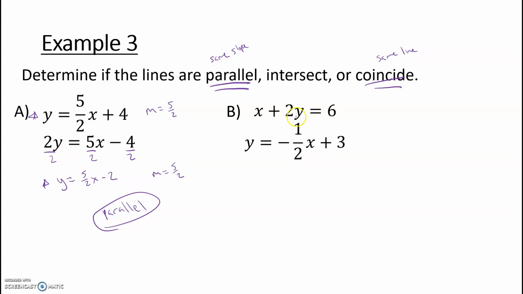Let's move on to B. We want to get y alone, so we're going to subtract x. So we have 2y equals, we subtracted x, so negative x. We have a positive 6 over there. And then we're going to go through and divide everything by 2. So we have y equals negative 1/2 x, plus 6 divided by 2 is 3. So this is the first equation, and this is the second equation. Notice it's the same equation. That would be coinciding. If anything else happens, it's intersecting.